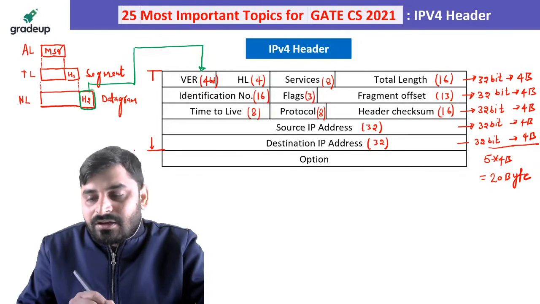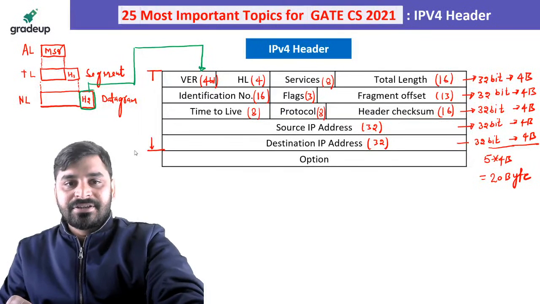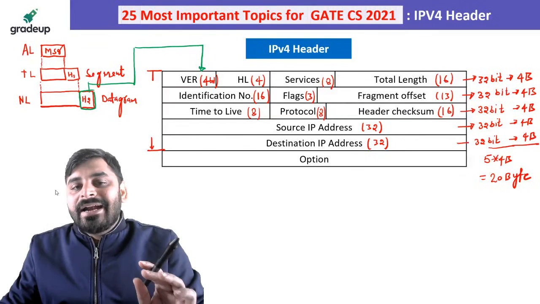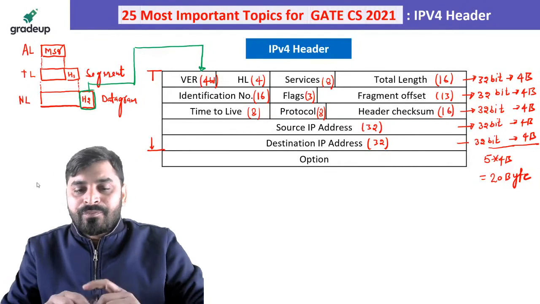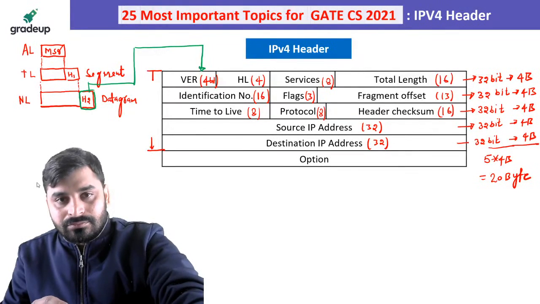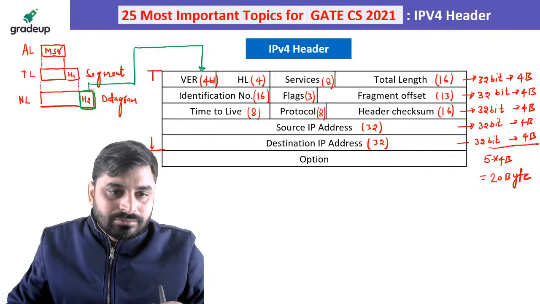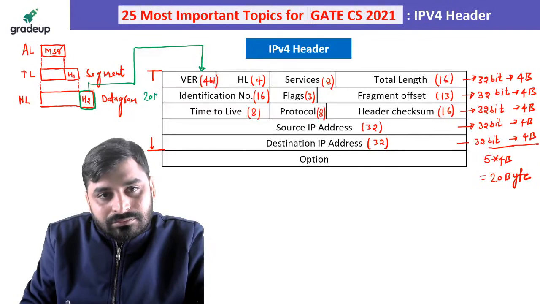So this is nothing but the fixed size header. So my dear friends, what is this fixed size header? 20 byte. The 20 byte header is fixed here. The 20 byte header is fixed.